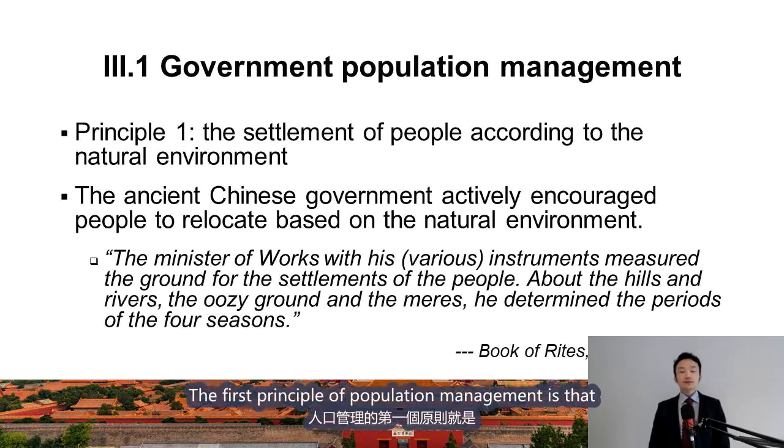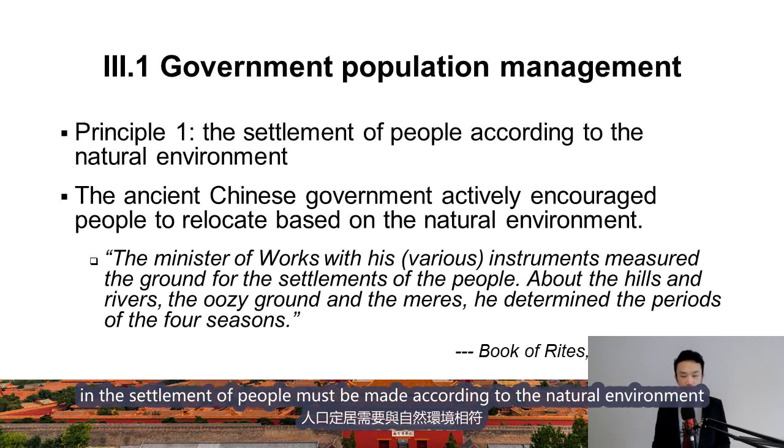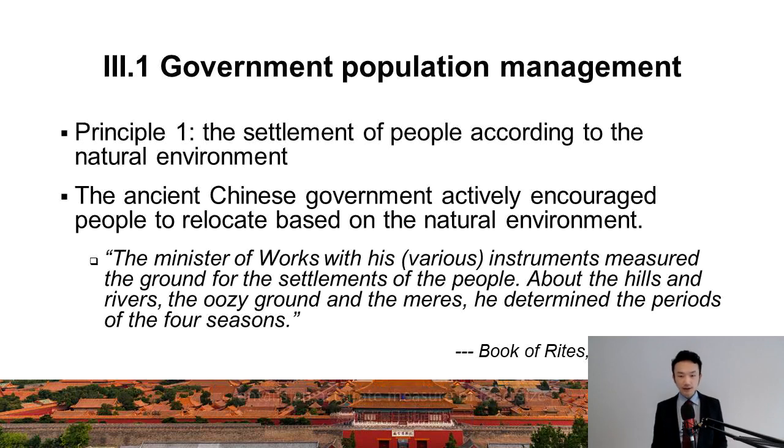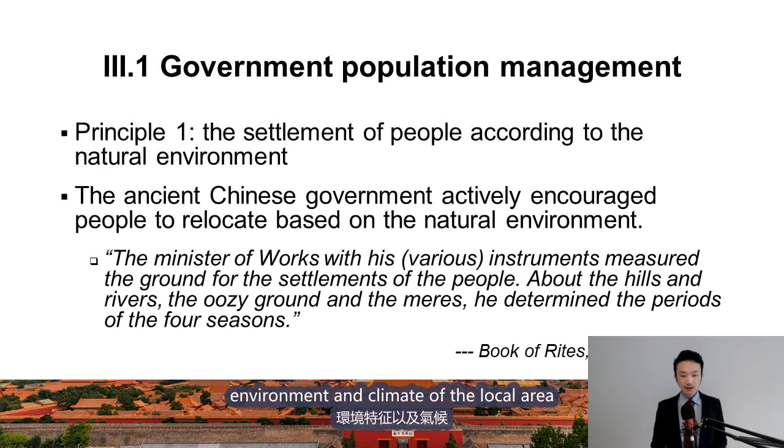All right, so now the first principle of population management is that the settlement of people must be made according to the natural environment. For example, the job of the Minister of Works entails an accurate measure of land size, also description of natural resources, environment and climate of the local area. Okay, so that is the government work during the ancient times.